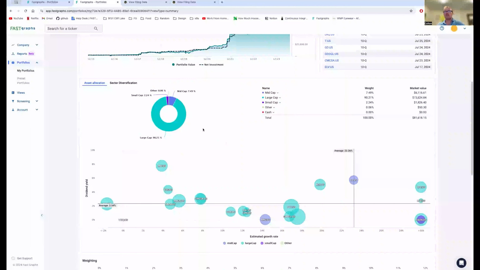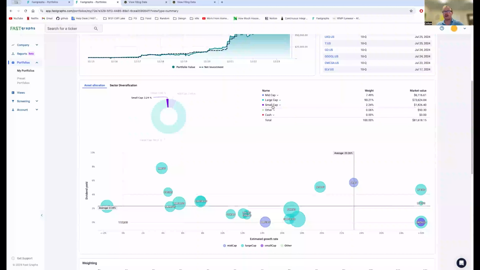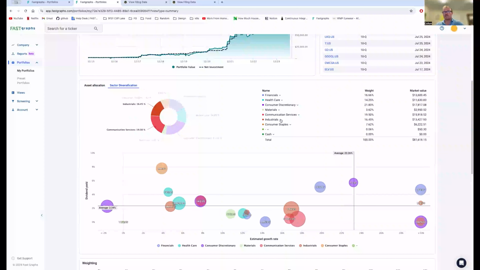If I scroll down here, I can see some asset allocation and sector diversification. So I've got it broken down between mid cap, large cap, small cap, and other. And then same thing with sectors. So this is showing it as sectors. So just giving me a bunch of diversification information on this.